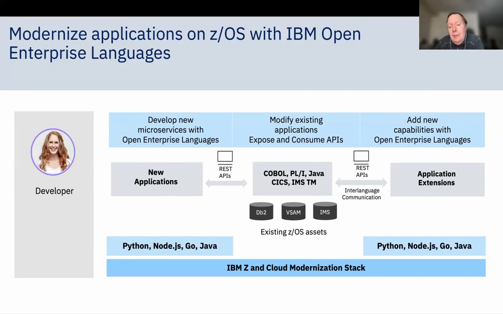So that's one common thing. On the right side, we have application extensions, and the same thing goes here. Let's say I want to call some kind of Python machine learning package to do some kind of analysis or some kind of inference on a piece of data. I can connect that to a RESTful API, or I can use, in some cases, interlanguage communication between the applications as well. So these are the primary ways we're seeing folks do modernization in the context of their existing assets. That's more to set the stage for what we're going to talk about next.